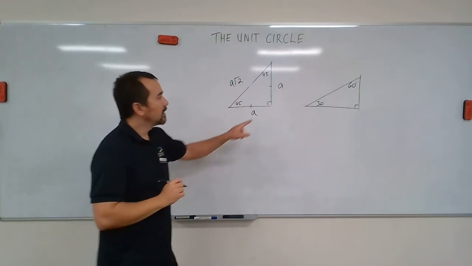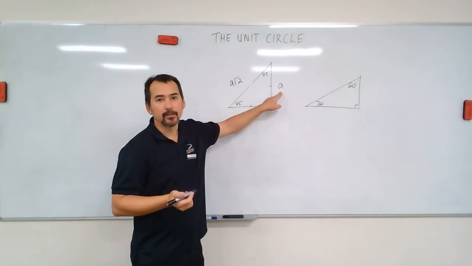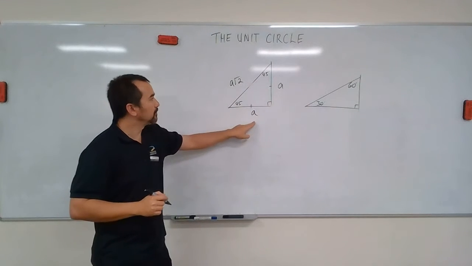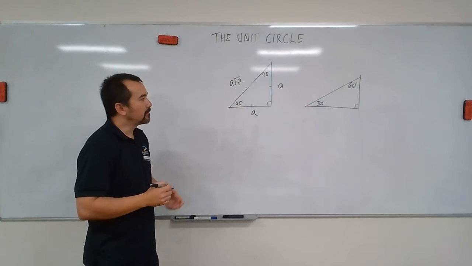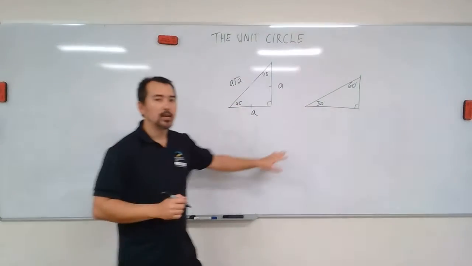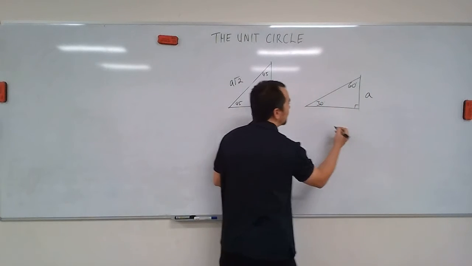Now how it works is, let's say we choose a value for A, let's just say it's 3. If that side is 3, then this side is 3, because they're matching sides. And the hypotenuse would be 3 root 2. And so you'd have a ratio of 3, 3, 3 root 2. That's just one example.